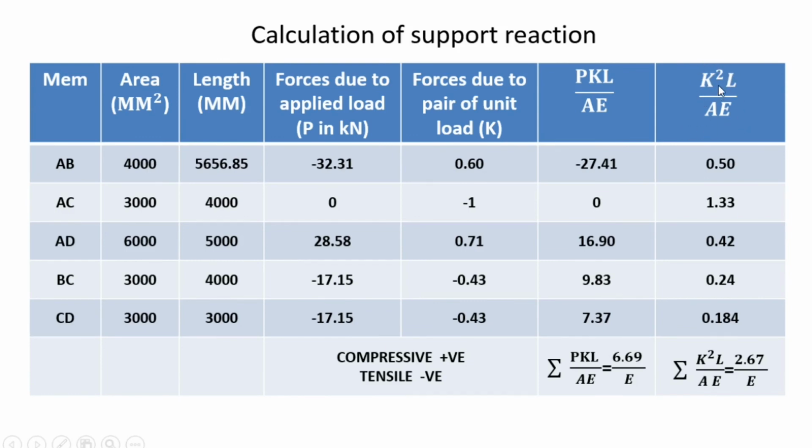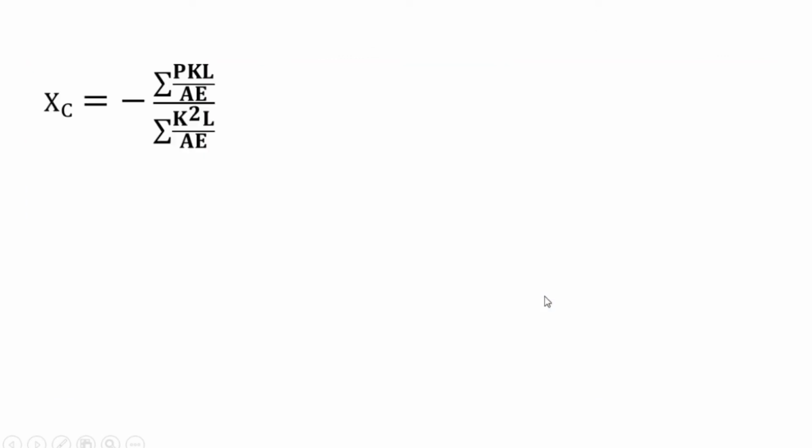The next column is K square L by AE. Here K is the force developed in the member due to the unit load, and 0.6 squared into the length of the member, 5656.85, divided by the area, that is 4000. So we got 0.50, 1.33, 0.42, 0.4424, then 0.184. So the summation of K square L by AE is equal to 2.67 divided by E. By using these two values, we find the support reaction first.